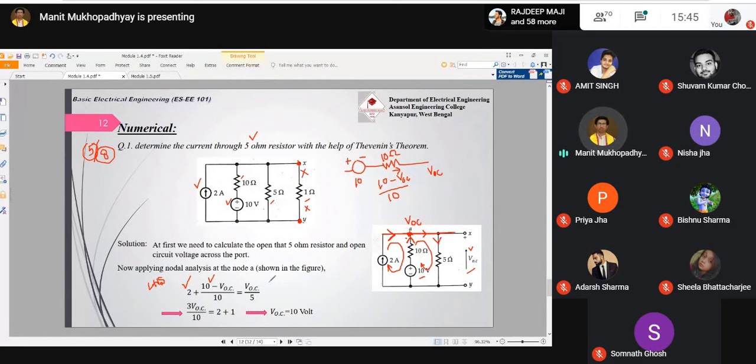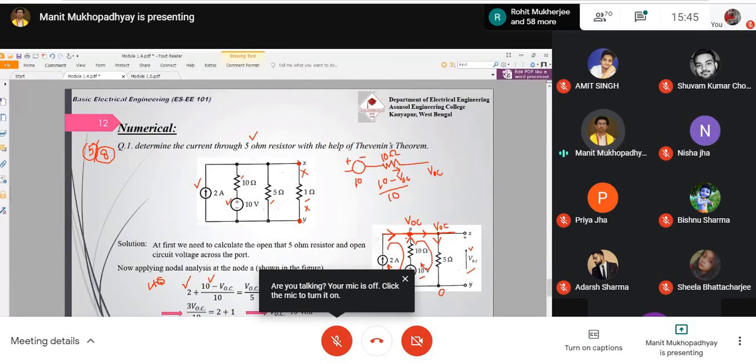And what is in the right hand side? The outgoing currents. Here the voltage is VOC, but here the voltage is 0. So in which direction will current go? From VOC to 0. From higher voltage to lower voltage. Okay. So that's why VOC by 5 is written here. Now you can calculate the VOC value.